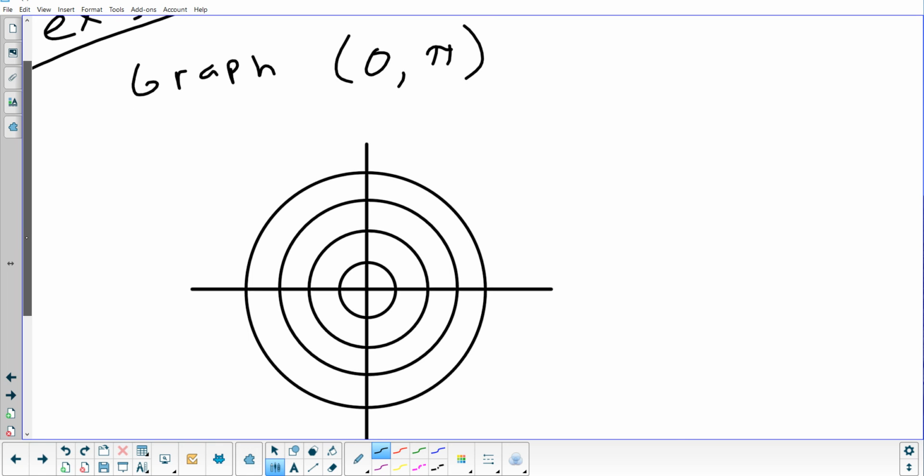All right, let's try this one. Okay, 0 pi. What's going to happen here? It's just at the origin. It's going to stay at the origin. So your point is at the origin, but what you have to do is then rotate it 180, like that. How do we show that?